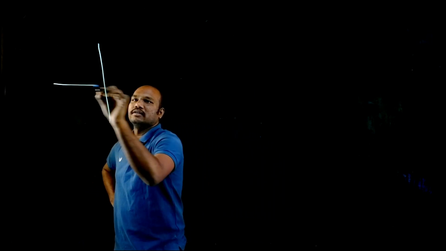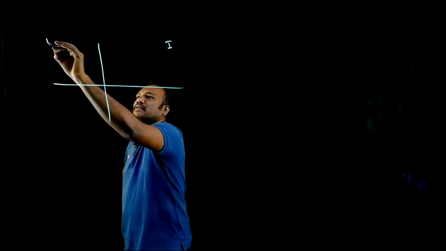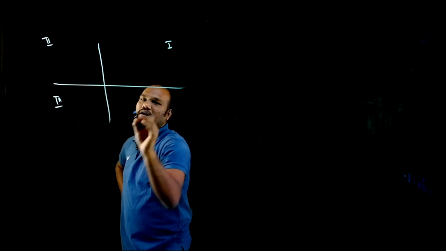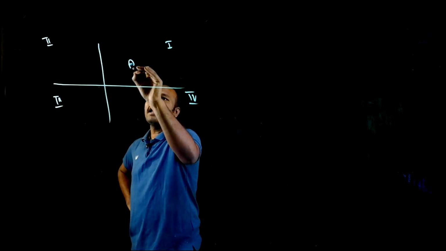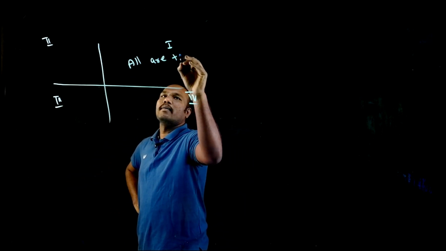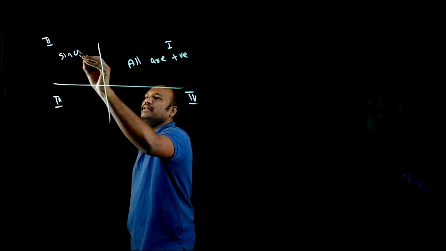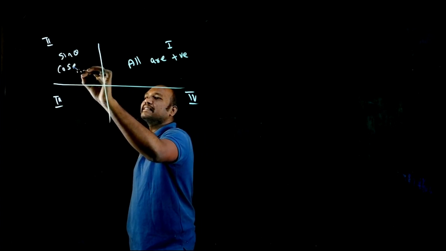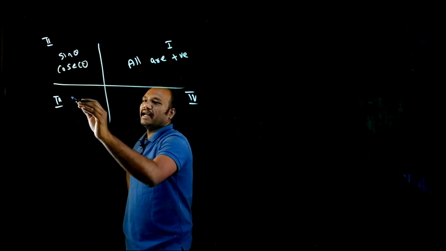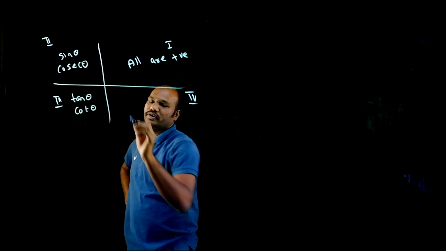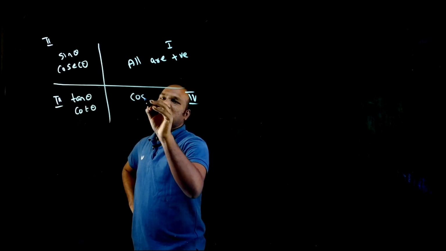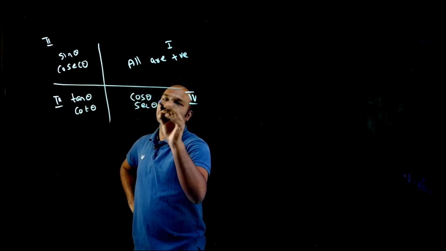Okay, let's look at the quadrants now. What are the quadrants? See here. This is first, second, third, and fourth. These are the four quadrants. In the first quadrant, all are positive. In the second, sin theta and cosecant theta are positive. In the third, tan theta and cot theta are positive. In the fourth, cos theta and secant theta are positive.